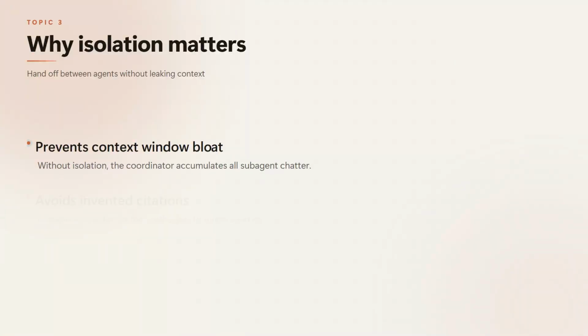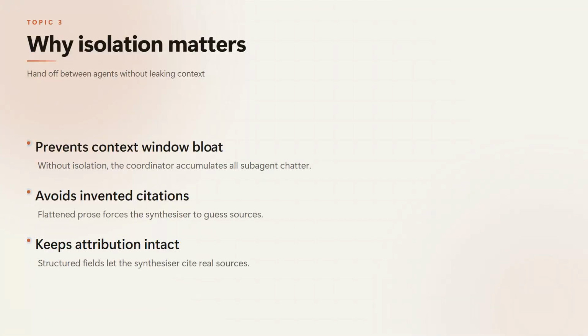Without context isolation, every subagent's working material piles up in the coordinator's context window. That bloats the window, increases cost, and degrades performance. Worse, if you flatten findings into prose, the synthesizer loses the mapping between claims and sources. When a user asks for citations, the model will reconstruct plausible ones, invented URLs, made-up document names. That is worse than having no citations at all, because it erodes trust and is hard to detect. Isolation forces you to be deliberate about what you pass, and structured payloads are how you pass it safely.